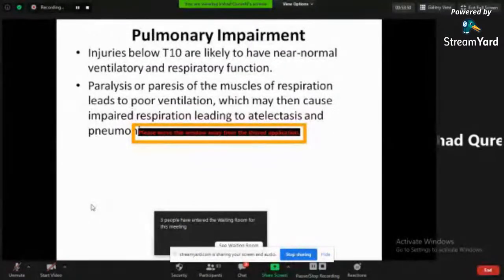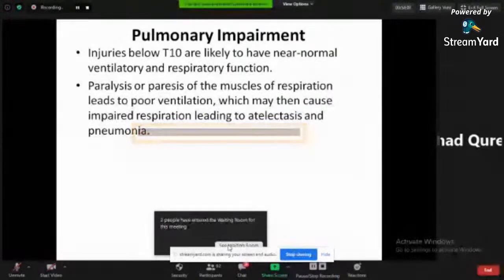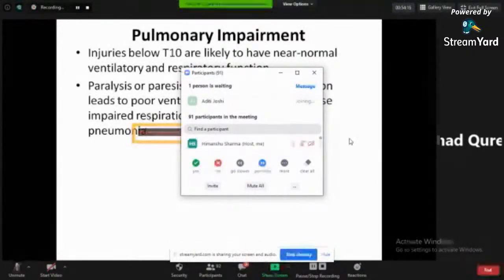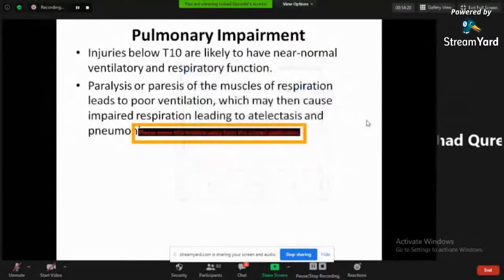There is going to be pulmonary impairment. Injuries below T10, that is thoracic 10, are likely to have near normal ventilation and respiratory function. So we, as well as our patient, are very fortunate if they meet some kind of injury below the level of thoracic 10, because they are going to have near normal ventilation as well as respiratory function, and this function plays a critical role during the phase of rehabilitation: vital capacity, ventilatory capacity.